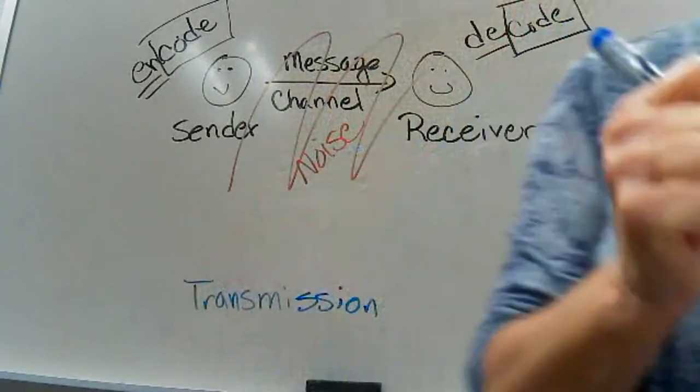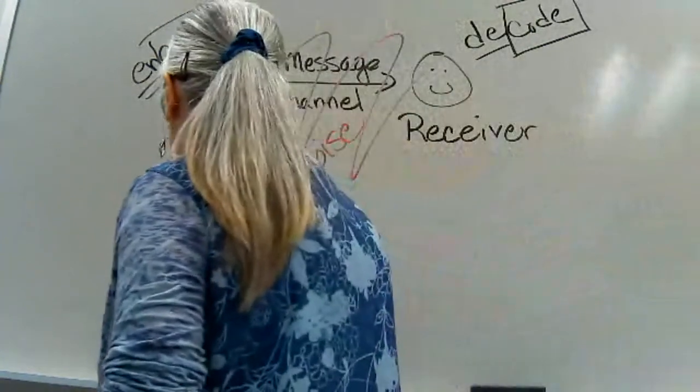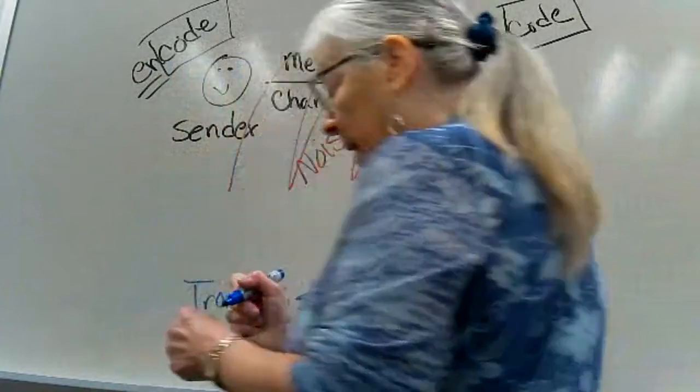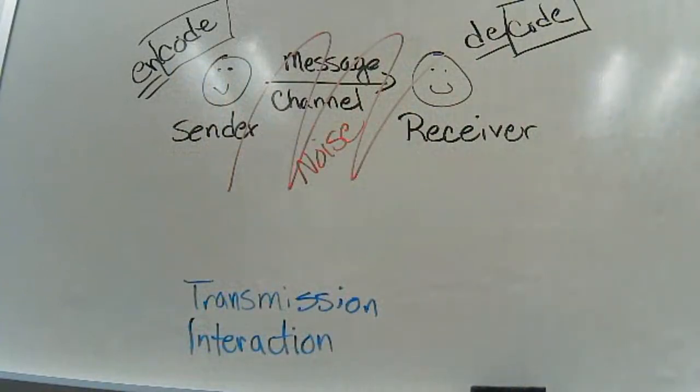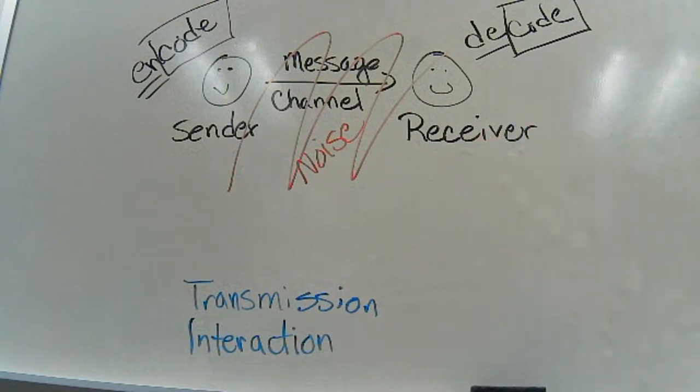Any questions about this model? Okay. All right. So now we're going to talk about the interaction model. And the interaction model is a little bit different. So we're going to add on some things. And it's figure 1.3. So if you go in your book to 1.3, you're going to see how we're going to add on to this.